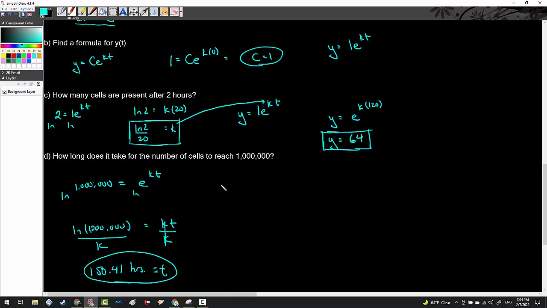In order for the number of cells to reach 1 million. So hopefully this E. coli problem makes sense. I'll be back in a few seconds with the next example.